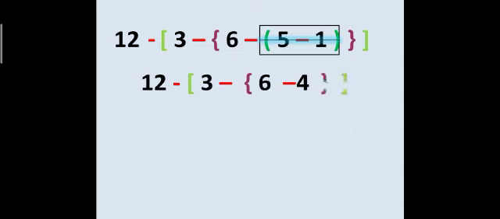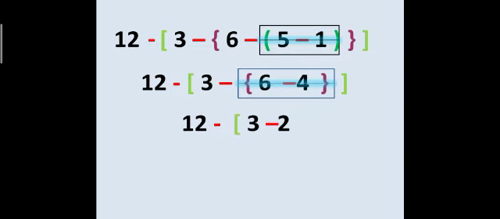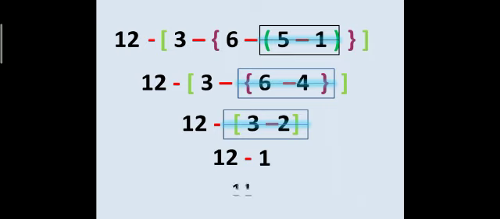Now our next step is to remove the brace bracket. In the brace bracket, the operation given is subtraction. So subtract 6 minus 4, the answer is 2. Carry down the remaining numbers, and the last bracket is the square bracket. In the square bracket, the operation is subtraction. So subtract 3 minus 2, the answer is 1. Carry the 12. 12 minus 1, the answer is 11. In this way only we have to solve the sum with more than one operation.